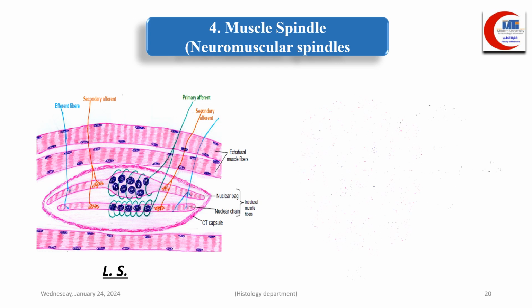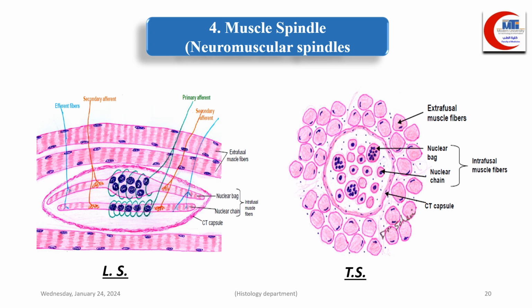What about this photo here? Here we can see the muscle spindle, or neuromuscular spindle, in both sections: transverse section on the right side and longitudinal section on the left side. In the transverse section on the right side, we can see a connective tissue capsule surrounding intrafusal muscle fibers, which are called nuclear bag and nuclear chain.